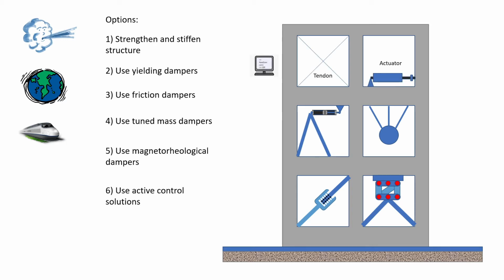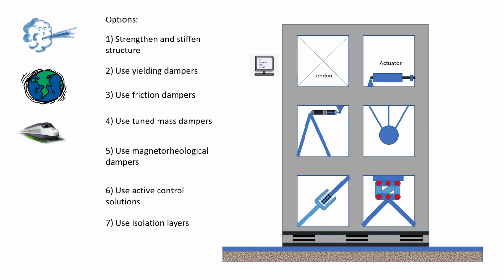Active control solutions are actuated devices that impose forces on the building to counteract the vibration motion. Lastly, isolation layers are useful for earthquakes. They are typically elastomeric materials which shift the fundamental frequency of the structure away from the typical 0 to 10 hertz frequencies of an earthquake. They make the building vibrate as a rigid body instead of a flexible one. Now, these are just a list of solutions. Within the field of structural control, there are actually way more solutions than what is listed here.